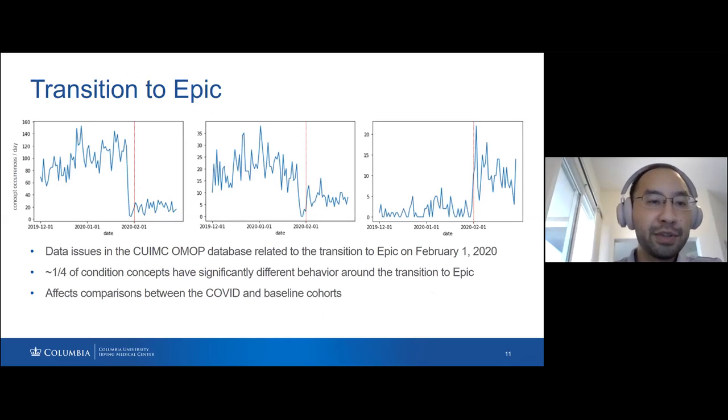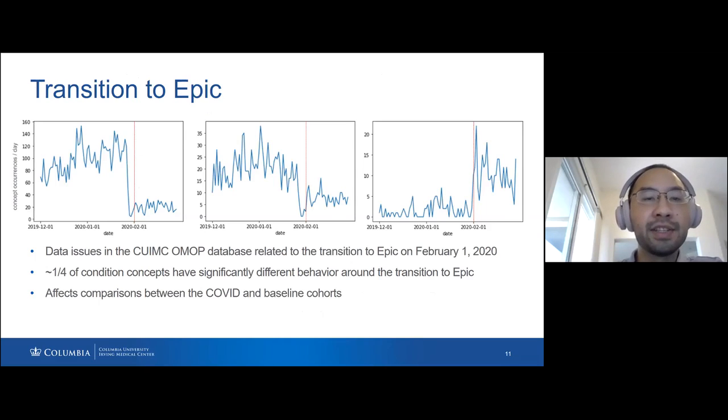There are some issues, though, with comparing these prevalence rates between the three cohorts, because most of the data for the COVID cohort comes from after the transition to EPIC, versus the data for the cohorts for the influenza and the general hospitalized patients came before then.